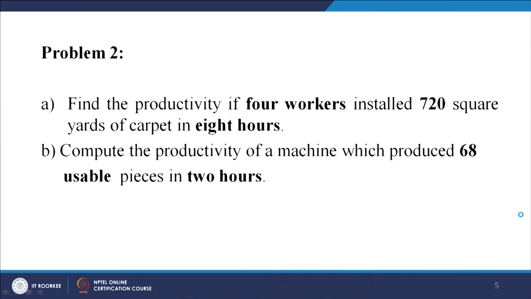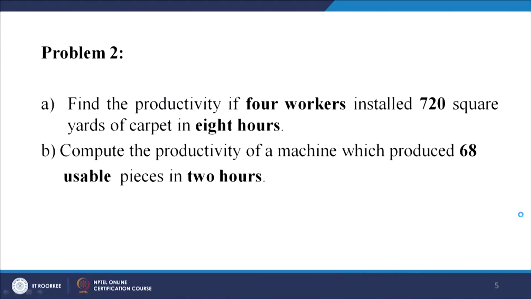Now let us take another problem. Here the input and outputs are not specifically outlined. It is not given in the problem that this is the output and this is the input, as was the first case where the output and input were specifically given. Here we have two problem statements, and we will try to see what the output is and what the input is, and then try to calculate the productivity.